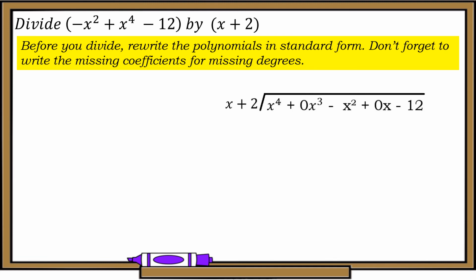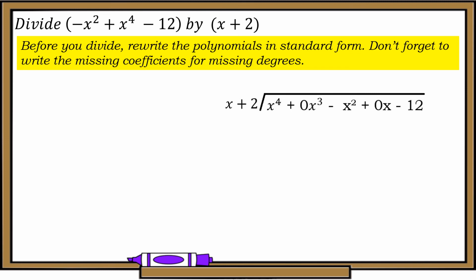Meron bang x square? Meron. Ayun, negative x square. Meron bang x to the first power? Wala. Kaya maglalagay ka ng plus 0x. Minus the constant term, which is 12. And our divisor is x plus 2.